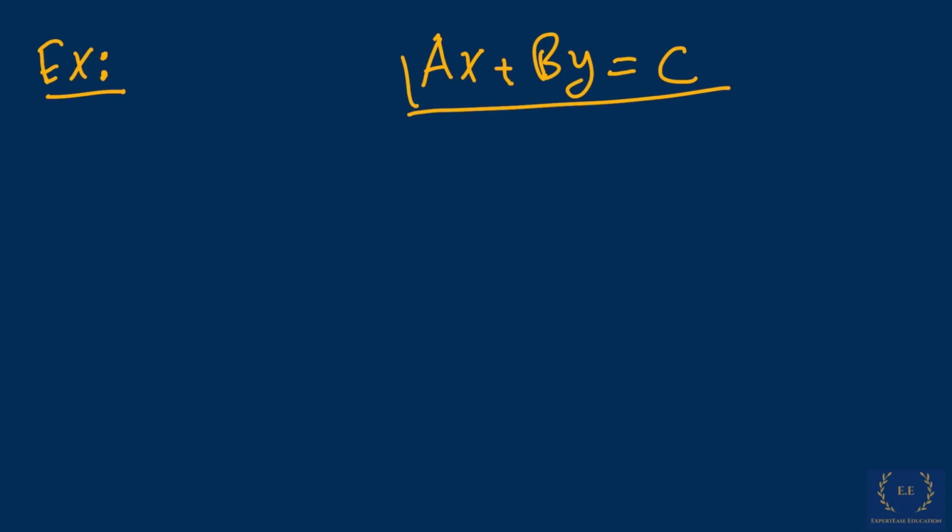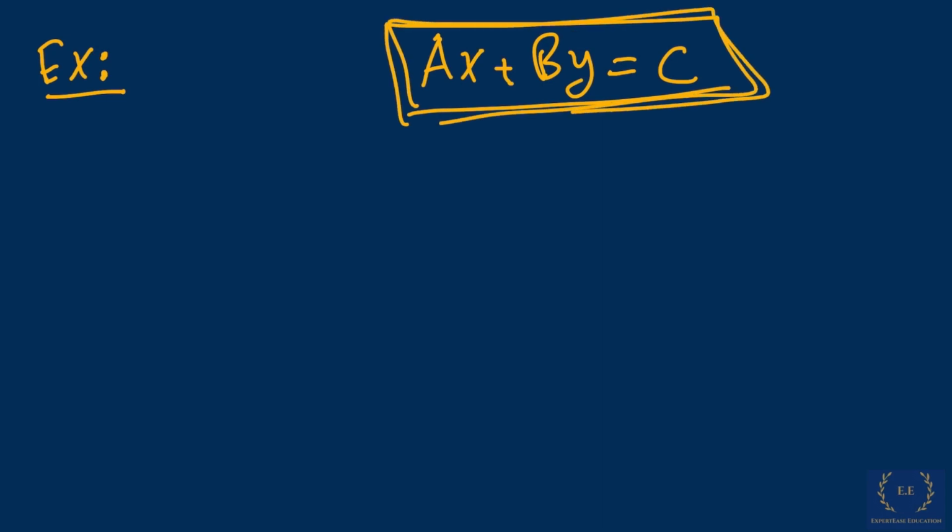Feel free to pause the current video and try to do it on a piece of paper in order to help you become better with the concept. So let's put the standard form in front of us. Ax plus by equals to c. This is the standard form, okay? Keep it in mind, you should memorize this. Ax plus by equals to c.